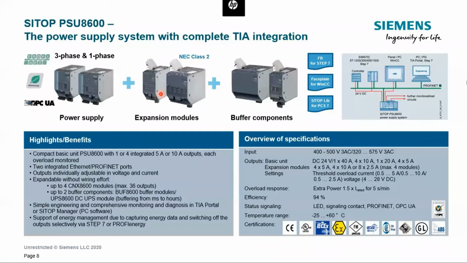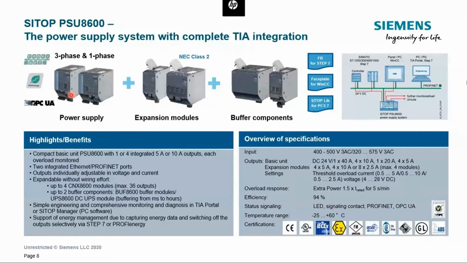You can have up to 36 channels by using these CNX modules, which are expansion modules. And there is no wiring effort. You see this plastic connector over here. The connections are done via this connector, and there is no wiring required at all. In addition to these expansion modules, we can have some buffer components to back up the power in case the AC line is interrupted.